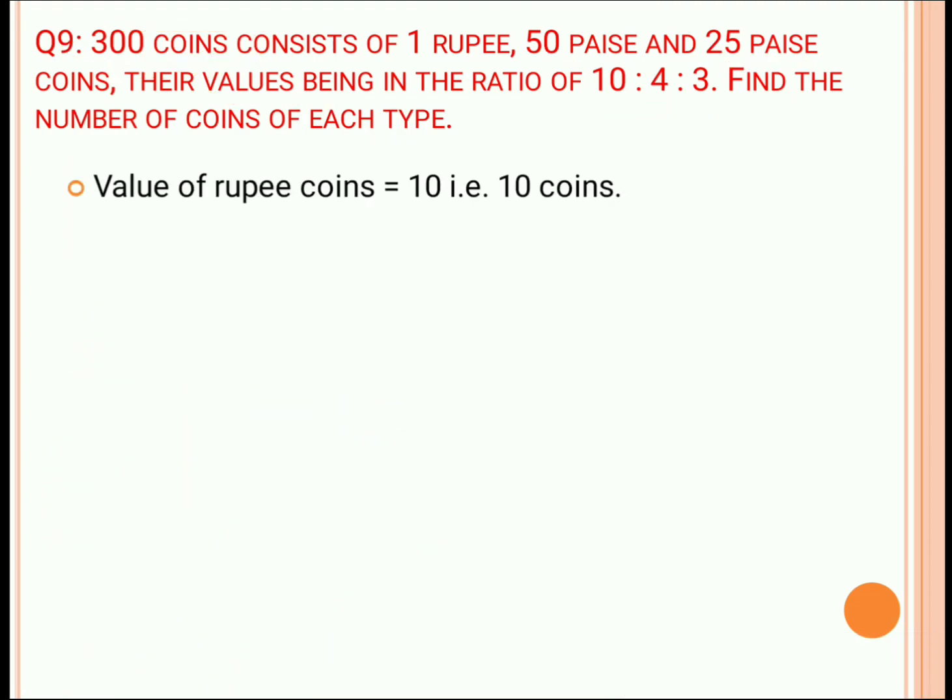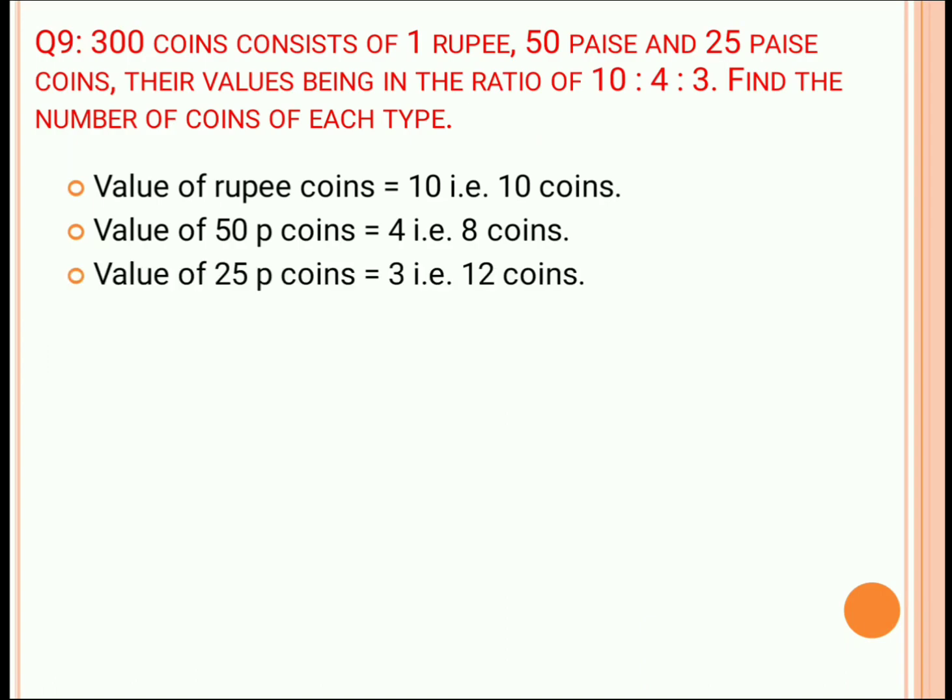So from here we can say that the value of 1 rupee coin is equal to 10. So there must be 10 coins of 1 rupee. Value of 50 paisa coin is equal to 4. So there might be 8 coins of 50 paisa. Similarly, value of 25 paisa coin is equal to 3. So there might be 12 coins of 25 paisa because 4 of 25 paisa will make 1 rupee. So for 3 rupees, we require 12 coins.